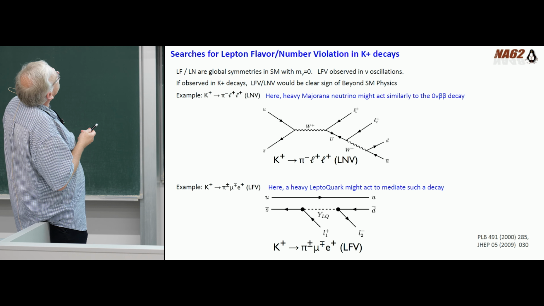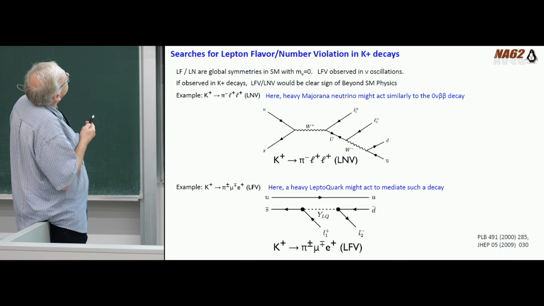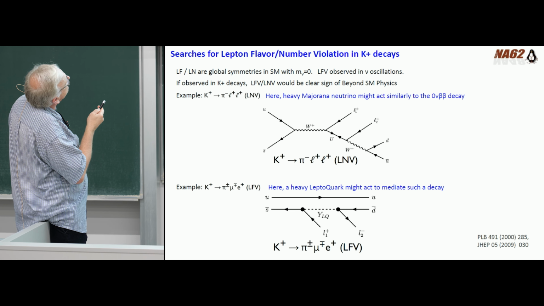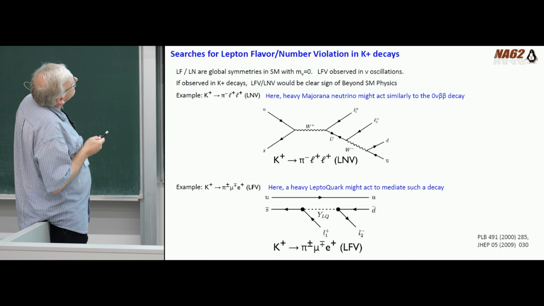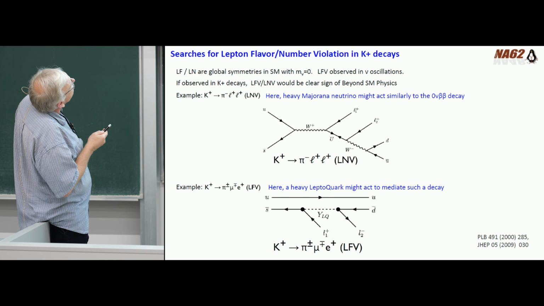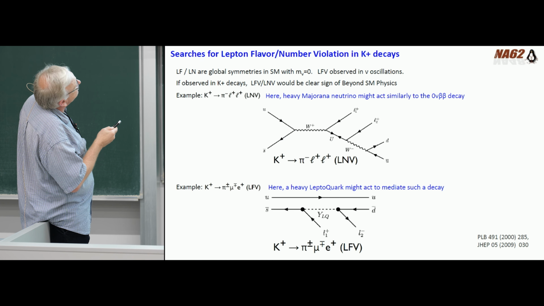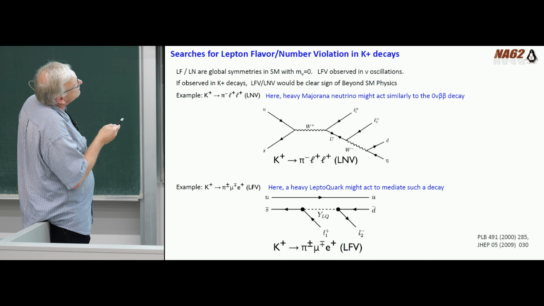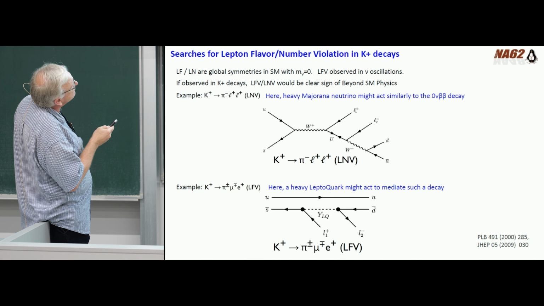Next, we are going to talk about searches for the case when there would be a lepton flavor or lepton number violation. Surprisingly, there could be such a case if there is a kind of heavy state which can be similar to the state which we need in the neutrinoless double beta decay.